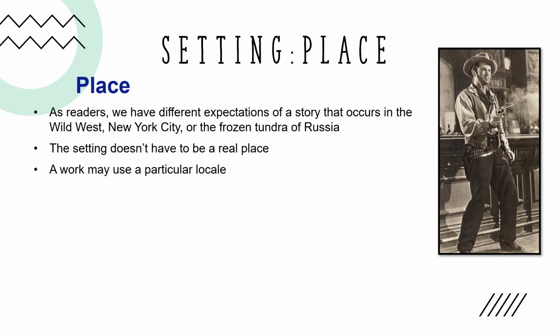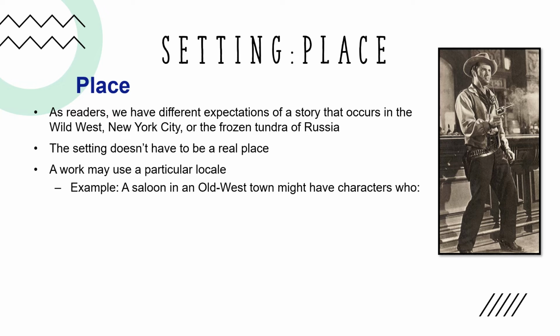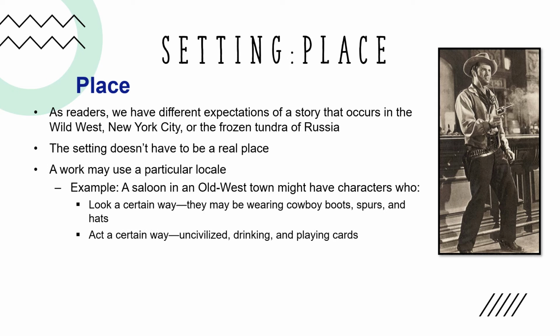A work may also use a particular locale, such as a saloon in an Old West town. Here you expect characters to look a certain way. They may be wearing cowboy boots, spurs, and hats. Act a certain way. They may be uncivilized, drinking, and playing cards. And talk a certain way. They may use Southern dialects, accents, and slang.